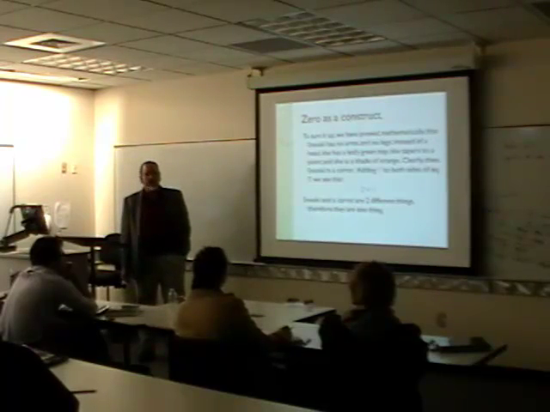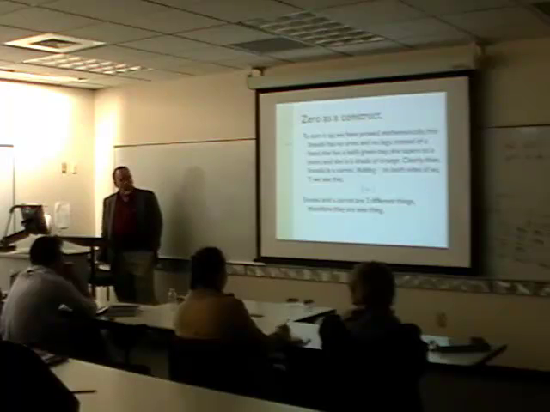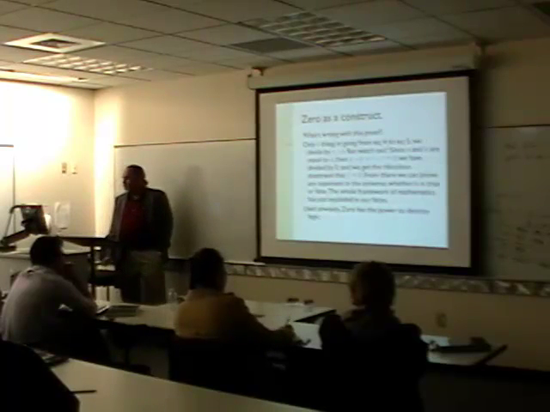Snooki and a carrot are two different things. Therefore, they are one thing. All right? This is solid mathematics. There's absolutely nothing wrong with this math. Actually, what's wrong with this proof?